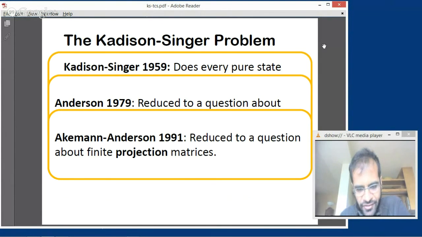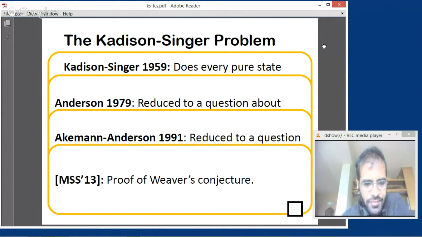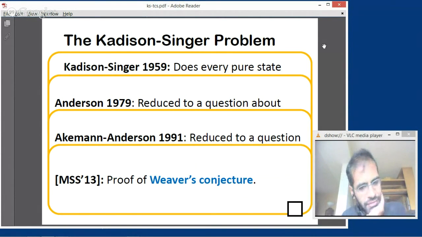different areas of mathematics. And one of the reformulations was due to Weaver in 2002, who came up with a discrepancy theoretic formulation of this question. Okay, so this is what I'm going to describe in the talk, and the main result of this talk is a proof of Weaver's conjecture, which then implies, by all these equivalences, all these other conjectures as well as the Kadison-Singer conjecture. Okay, so let me tell you what Weaver's conjecture is.